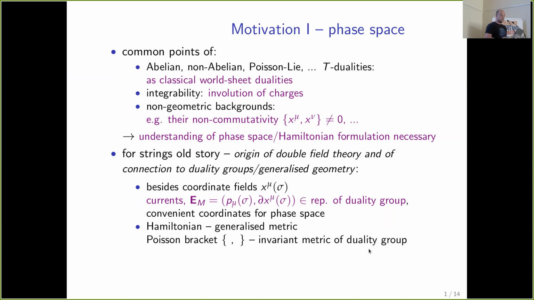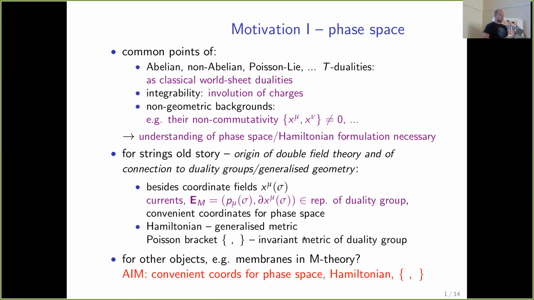So this is known for 30 years, or probably more. And now the question is, we know a lot of things about these points above here for strings. So why not try to generalize that to other objects, for example, membranes and M theory, because we know we have similar things like double field theory or generalized geometry for M theory. Okay, so then the task is to find similar nice coordinates of the phase space, to find a Hamiltonian and to find Poisson brackets for the membrane.